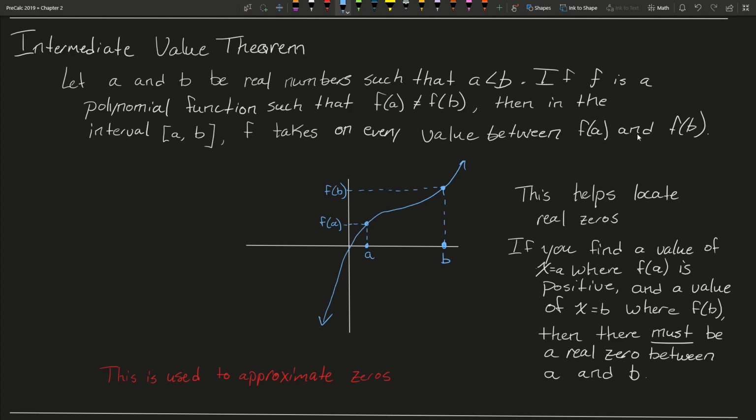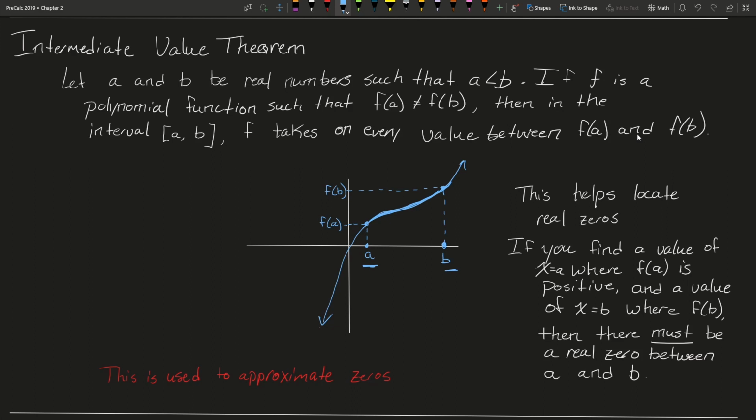So what this says is if we have some input a and some input b such that a is less than b, then f of a and f of b are somewhat apart. But the function has to go through every point on this graph in order to get to the next point. Again, this is used to approximate zeros because graphs can only change signs, so go from negative to positive or positive to negative, if it crosses the x-axis.